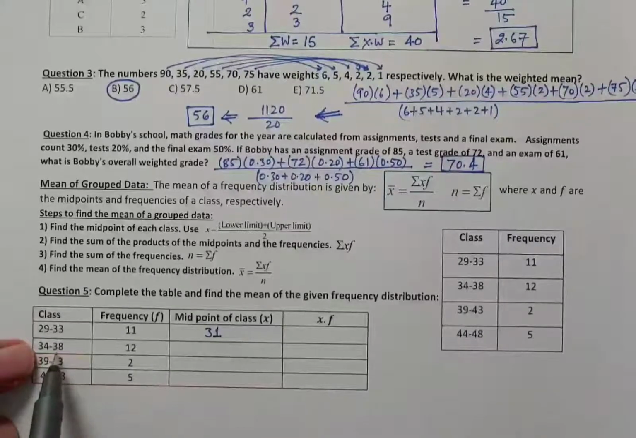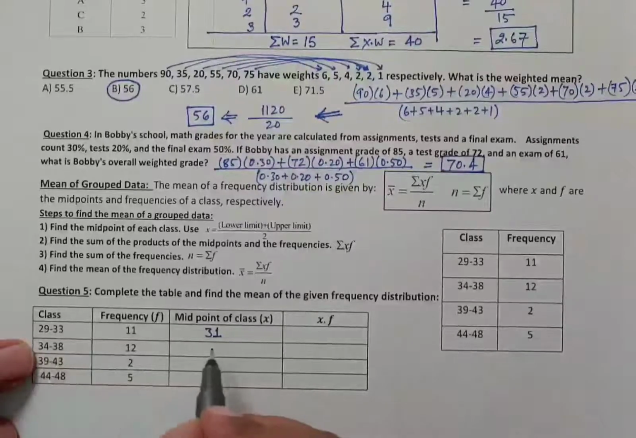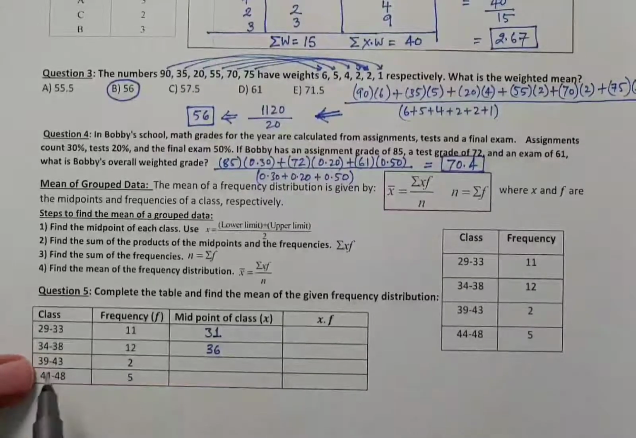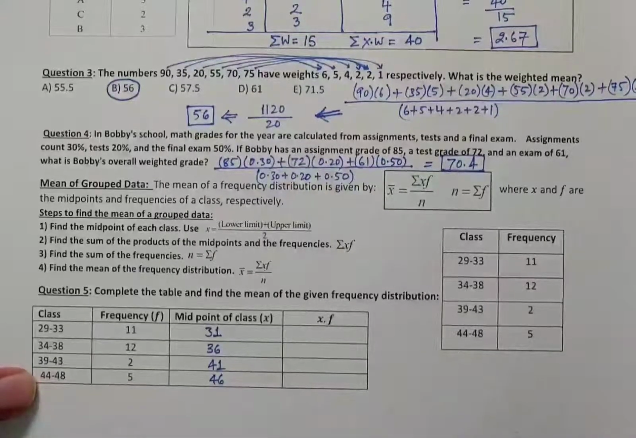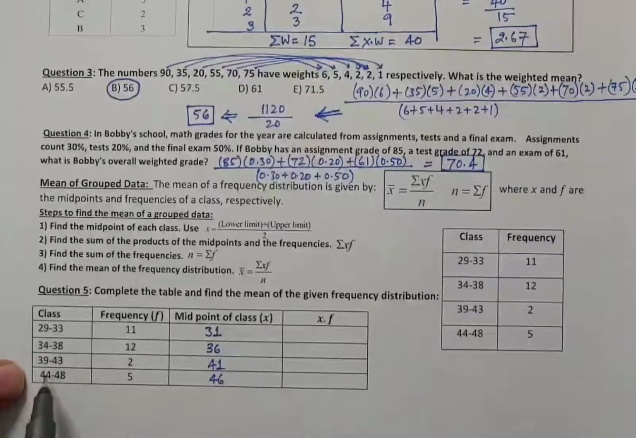34 to 38 is 35, 36, 37, 38. So 36 is the midpoint. 39 to 43 is 41. 41 is the midpoint, and 44 to 48, 46 is the midpoint. Okay, so these are the midpoints of this class.